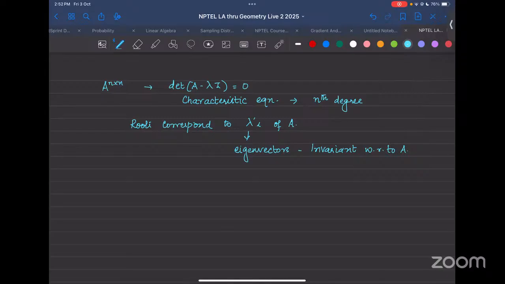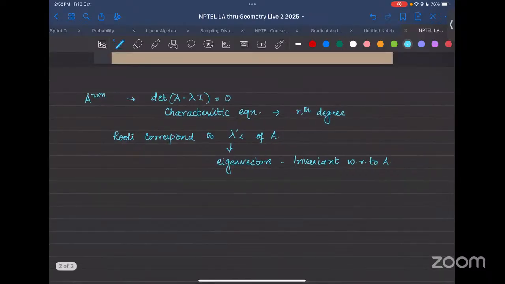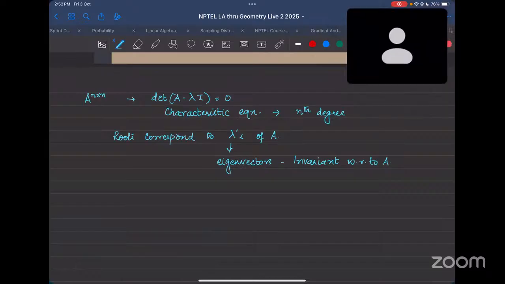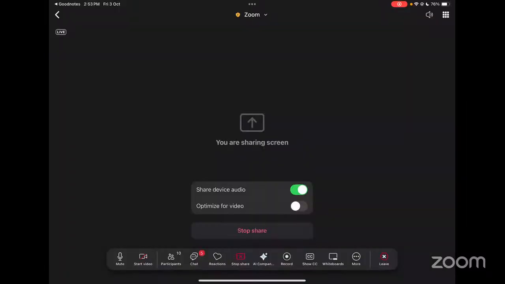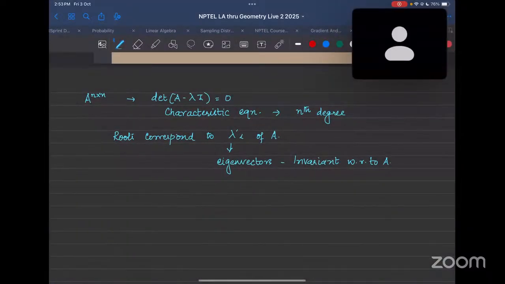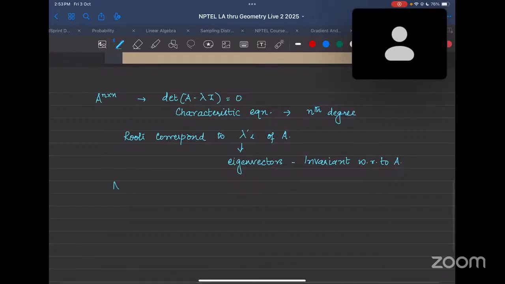If you have eigenvalues which are distinct, each of those eigenvalues will have a corresponding eigenvector. When the eigenvalue is repeated, we want to know what happens there. The number of times an eigenvalue repeats is called the algebraic multiplicity.